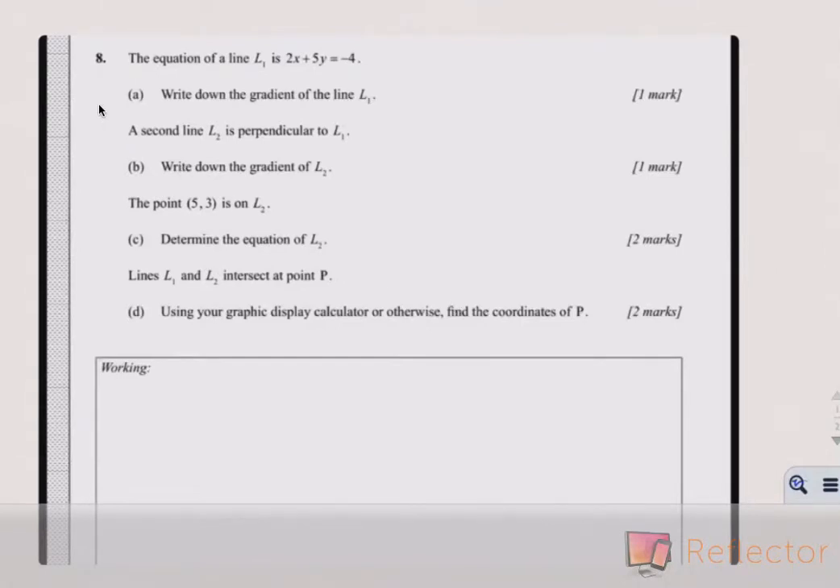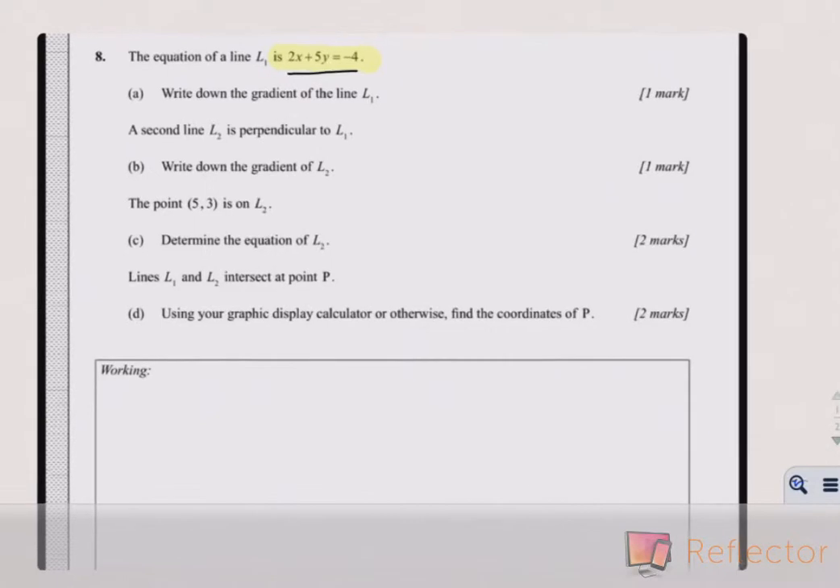Okay, this tutorial is on solving the linear equations and coordinate geometry question from the test last week. I picked this one because there was some confusion about how to deal with this and finding the gradient from a linear equation in this form.